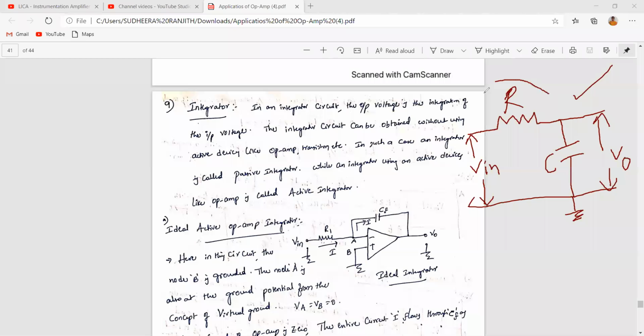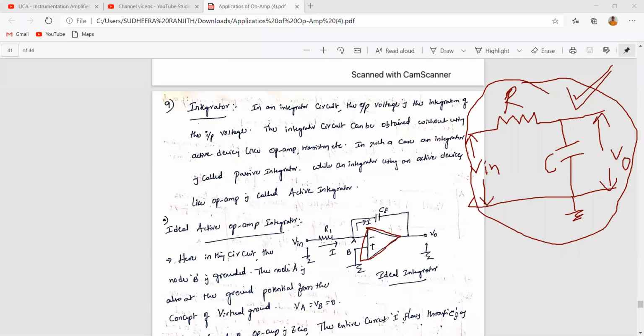So it also acts as an integrator circuit. This low pass filter also acts as an integrator circuit, right? So this is called a passive integrator circuit. The same thing can be realized with the help of an operational amplifier.